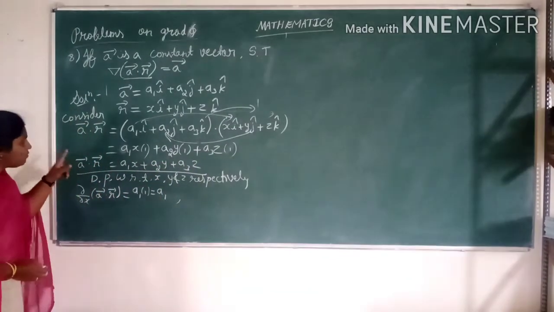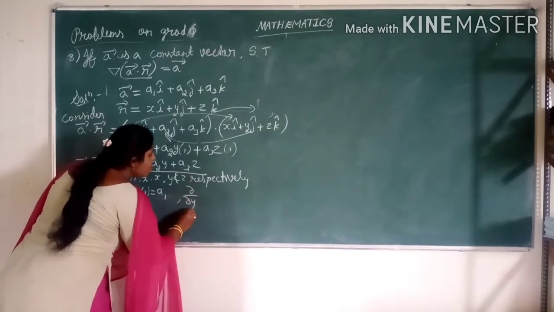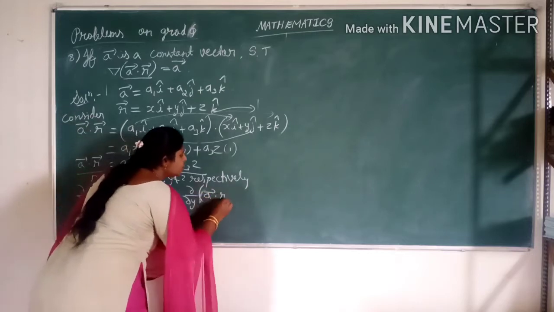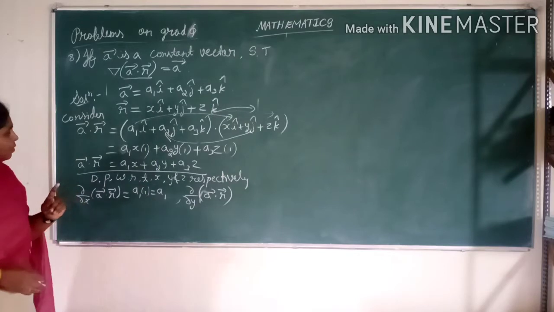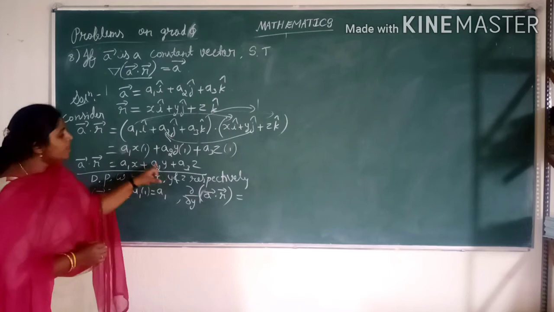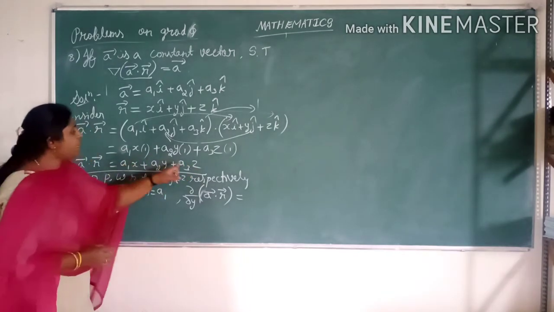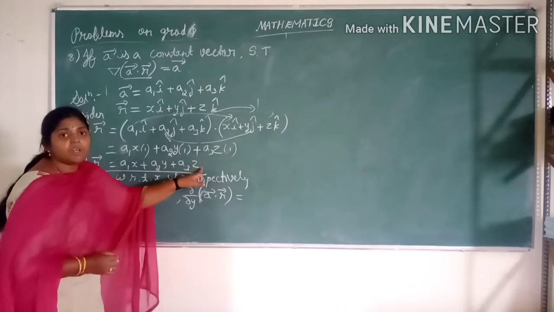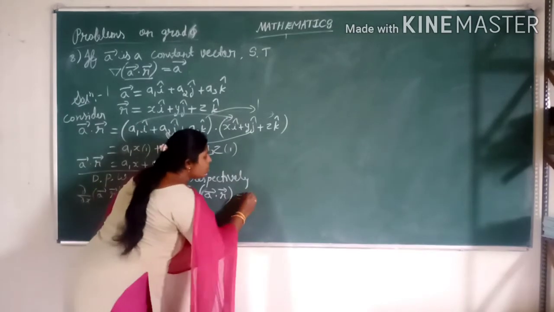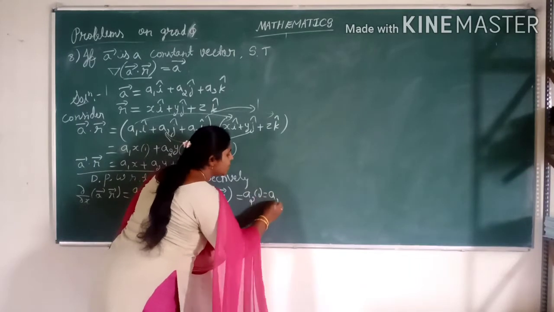Now differentiate this function with respect to y partially. We get ∂/∂y of the function vector A dot R. Here on the RHS, differentiating with respect to y, you treat x and z as constants. A1x is a constant, so it is 0, and A3z is a constant, so its differentiation is 0. Only A2y remains. What is the differentiation of A2y? A2 is a constant and the differentiation of y is 1, that is A2 into 1, which is A2.